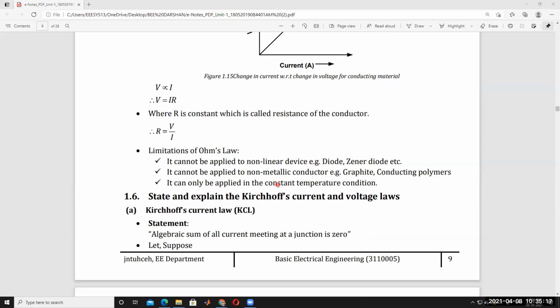When temperature changes, the resistance of the conductor material changes. Thus, in that case, the voltage is not proportional to the current. So that is Ohm's law.